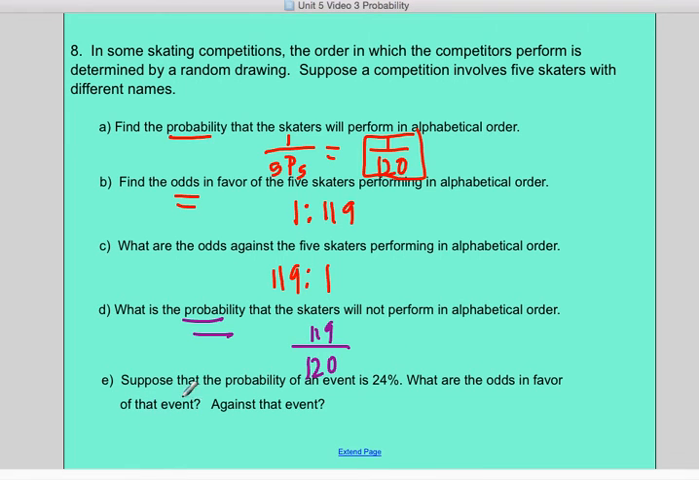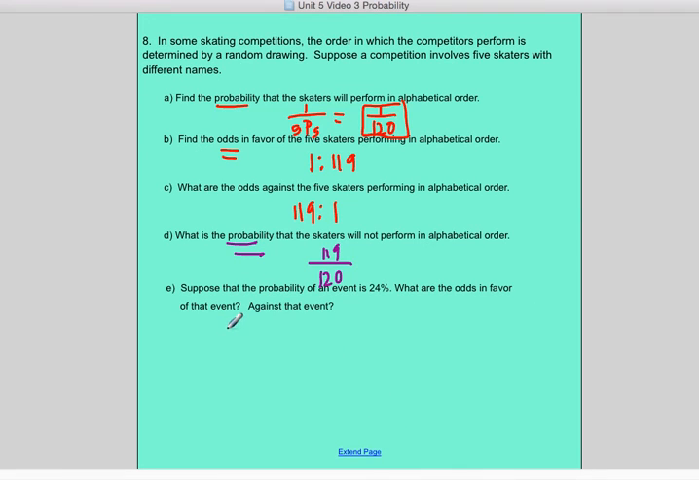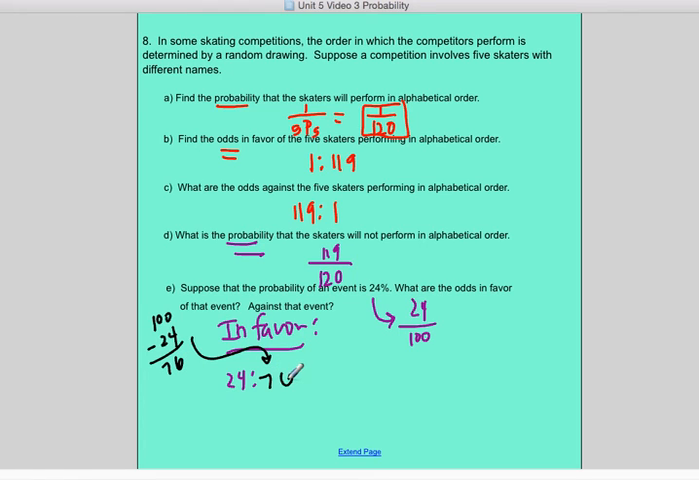Then part E, suppose the probability of an event is 24%. What are the odds in favor of that event? So let's do in favor. The event in favor is 24 percent, which is the same as 24 over 100. So it's 24 to be in favor. I need them to add up to 100. So in order to get that value, I would take 100 minus 24, which is 76. So in favor, it's 24 to 76.